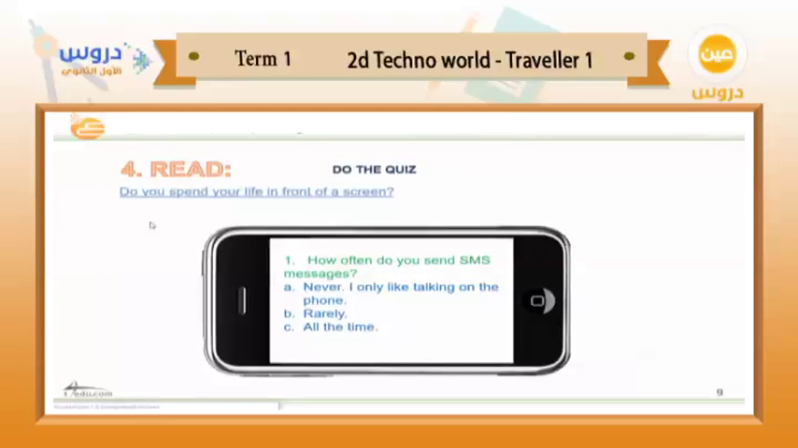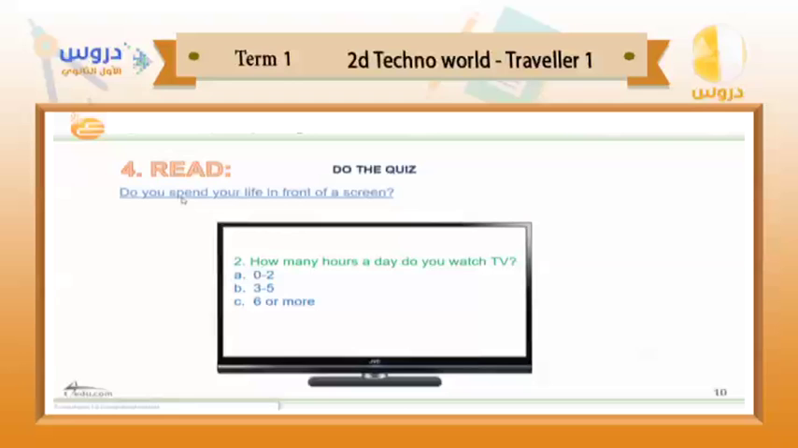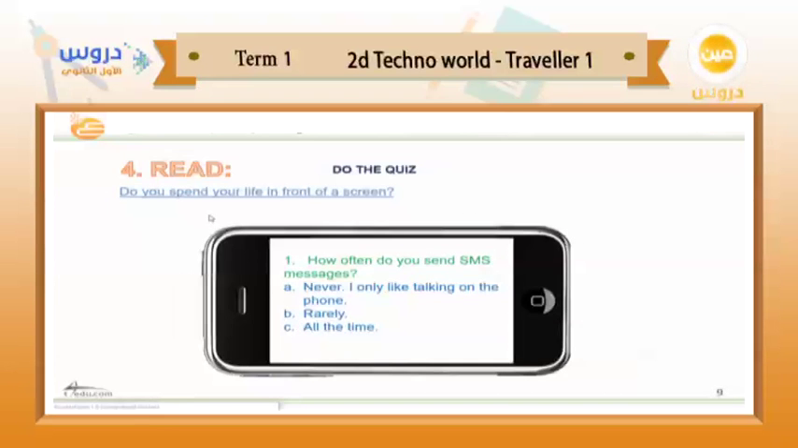Now, I want you to read. This is a quiz. You can do this quiz alone or with your friends. The purpose of it is to find out if you spend your life in front of a screen. Okay? Try to answer these questions. Question number 1. Okay, there are no wrong answers here. You can choose whatever answer you like, so you can check your score at the end of the quiz.